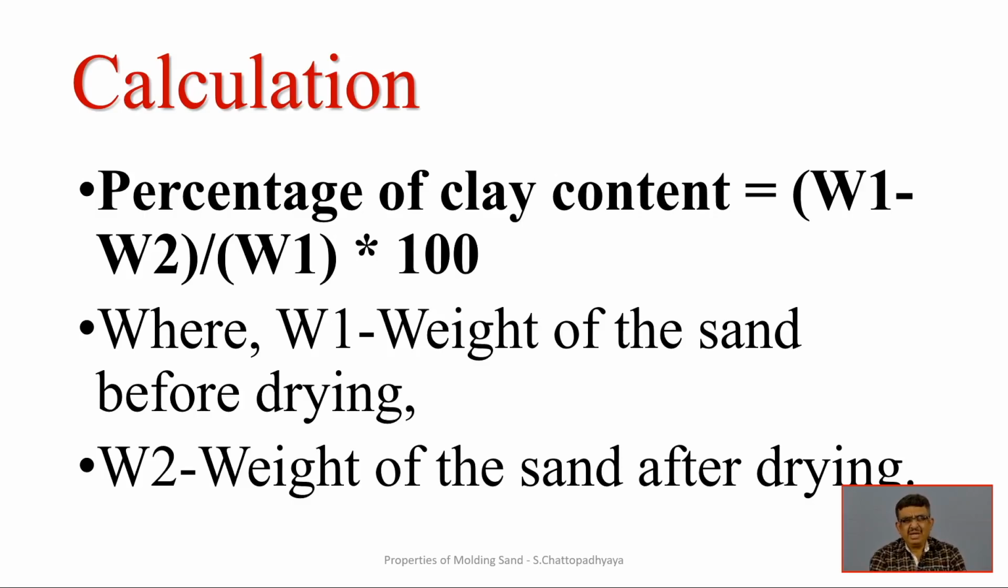So W1 minus W2 by W1, similar to the previous cases we have discussed, where W1 is the weight of the sand before drying and W2 is the weight of the sand after drying, and on that basis we will find the value. So percentage clay content is determined by the formula W1 minus W2 divided by W1 into 100 percent. W1 is the weight of the sand before drying, W2 after drying, with the suffixes used in this fashion.